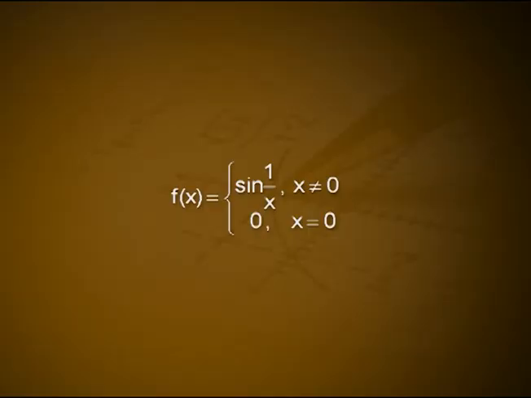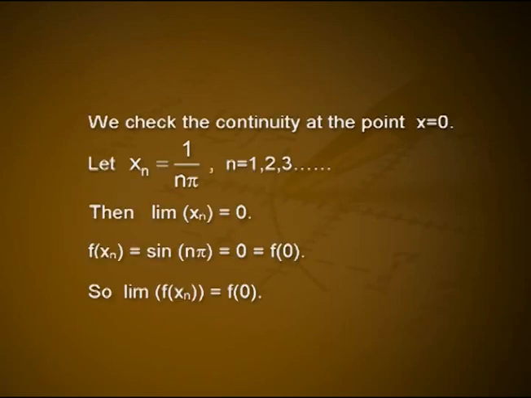In the next example, we examine the continuity of the function defined by f of x equal to sine 1 by x, x not equal to 0, and f of x equal to 0 at x equal to 0. We check the continuity at the point x equal to 0. Let xn equal to 1 by n pi, where n equals 1, 2, 3, and so on. Then limit xn equals 0. f of xn equals sine n pi, which equals 0, which equals f of 0. So, limit f of xn equals f of 0. This must be true for all sequences xn that converge to 0.